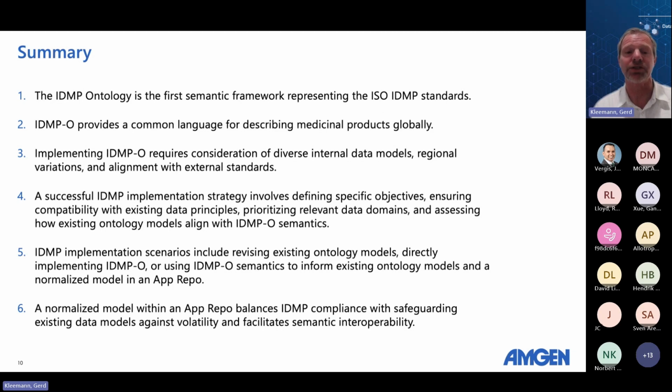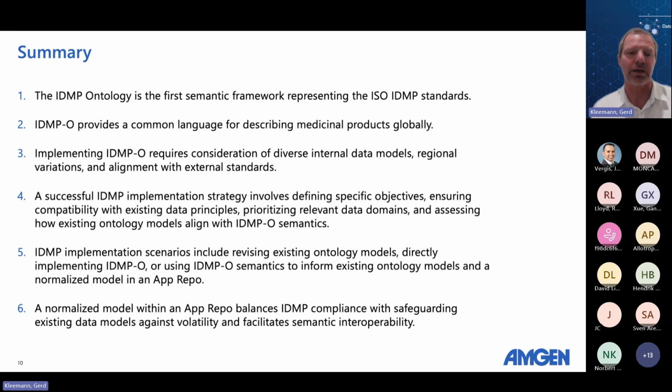IDMP ontology implementation scenarios, I presented three here, include revising existing ontology models, directly implementing the IDMP ontology, or using the IDMP ontology semantics to inform existing ontology models and a normalized model in an app repo. These are obviously not all possible scenarios you can think of. There may be hybrids between them. There's probably some grayscale. But I think for clarity, I hope the three give you an idea what options could be available as valuable options.